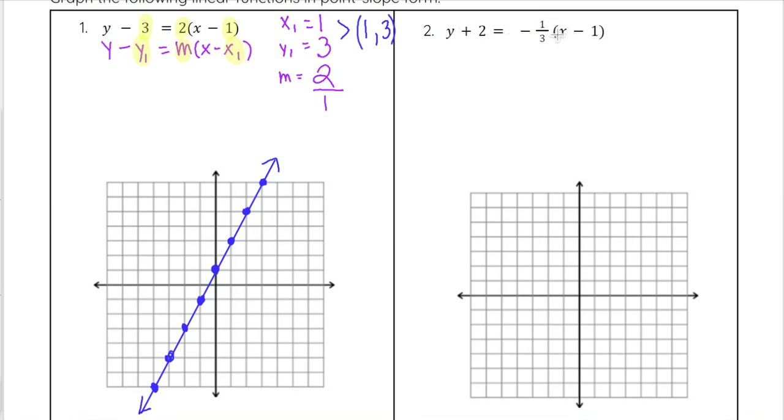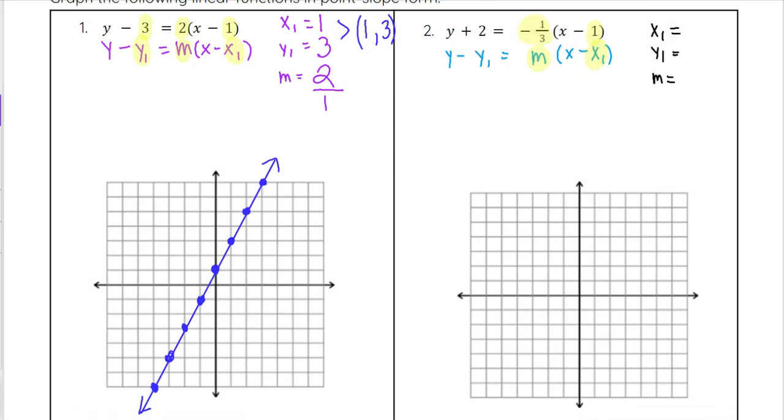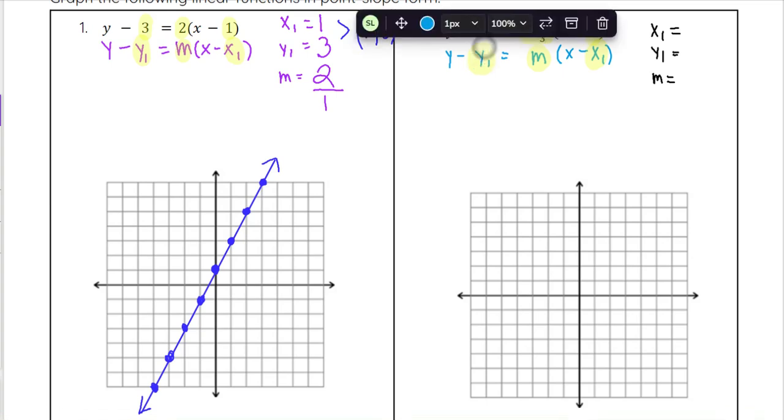y plus 2 equals -1/3 times x minus 1. So again, I'm going to write that equation, y minus y1 equals m times x minus x1 underneath. And let's go ahead and write out our x1, y1, and our m. So our x1 is going to be 1. Our m is going to be negative 1/3. And our y1 is going to be a little bit different.